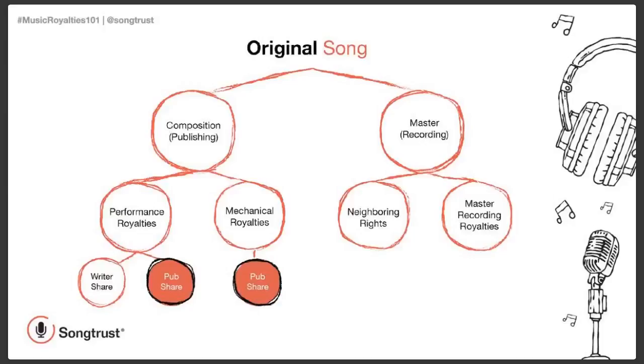Mechanical royalties are paid out by a mechanical collection society and or a CMO again. And these are traditionally delivered only to a publisher. In some territories, they're delivered to both writer and publisher. But in this description, we're seeing that it's only delivered to the publisher share. And the publisher share is what Songtrust helps writers collect and helps publishers collect.